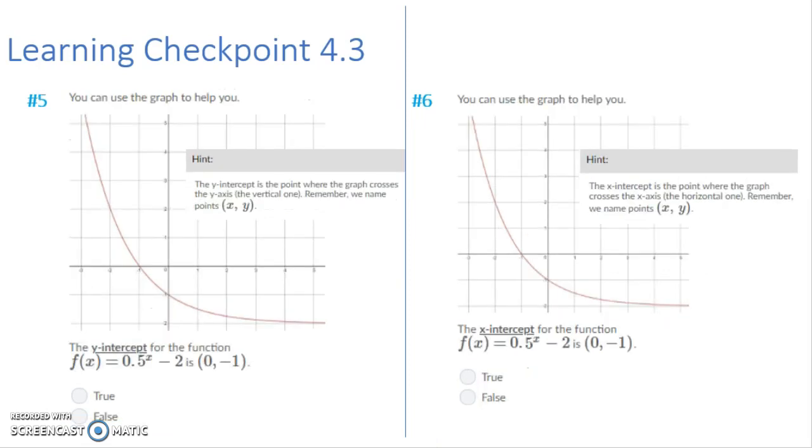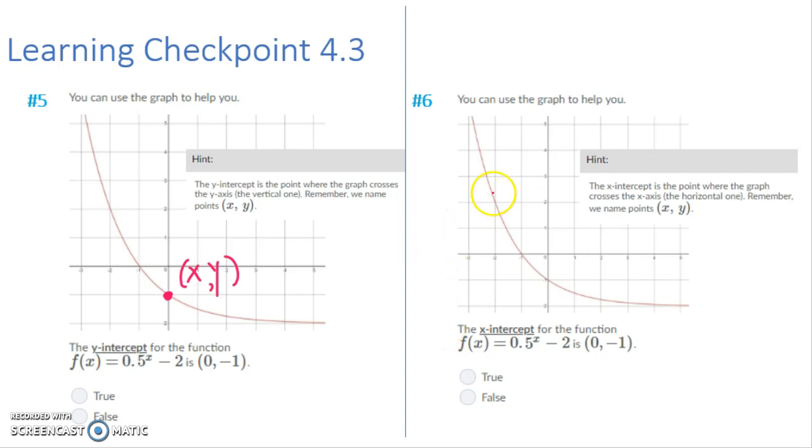Number 5 says the y-intercept for the function is the point 0, -1. Your y-intercept is the place where you cross the y-axis. So we are going to go through and just find that location. The y-axis is the up and down axis, and so your job is to label this point. Remember that we label points with their x-coordinate first, then the y-coordinate. And you'll either select true or false if that pink point is 0, -1. And then similarly on number 6, we're looking for the x-intercept.